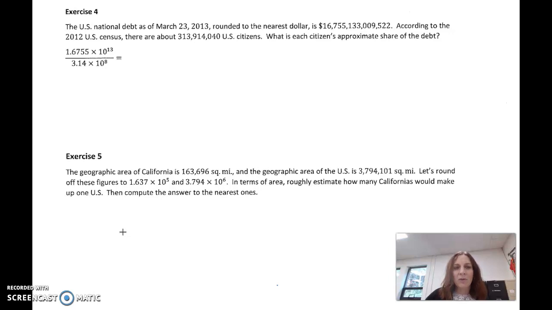And then for our citizens here, that's 313 million. So what was each citizen's approximate share of the debt? I want to know basically per person, their unit rate. So in that case, I'm going to divide. I want to take the total debt and divide it per person. That'll give me the debt per citizen.